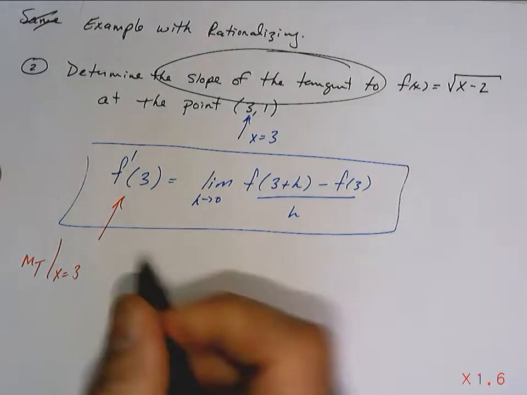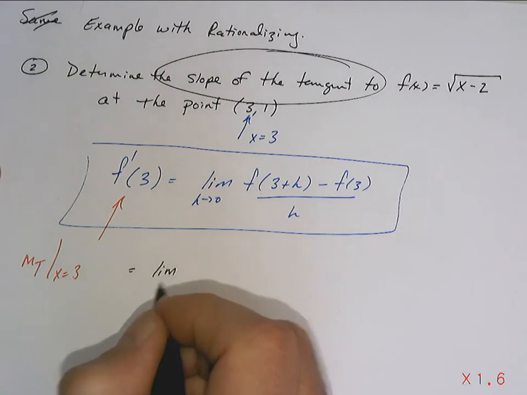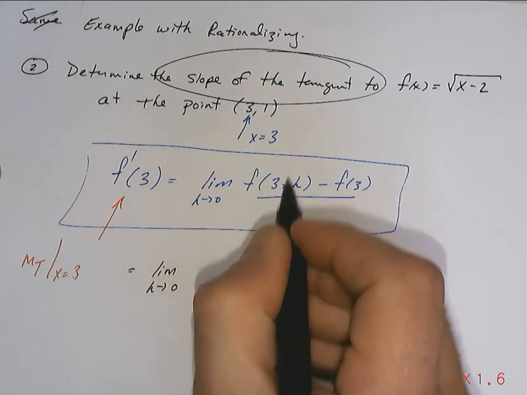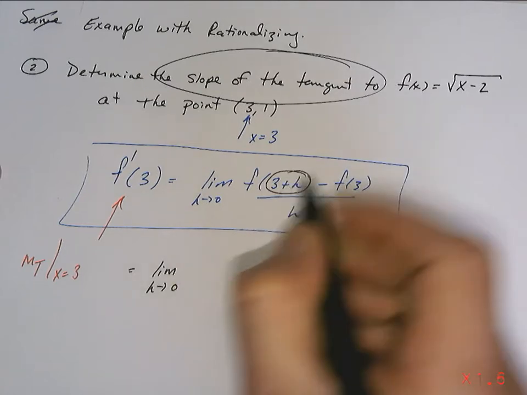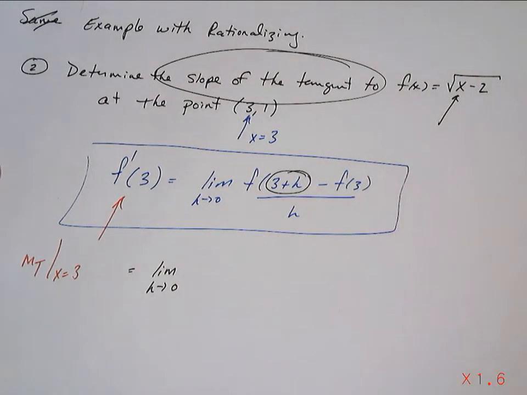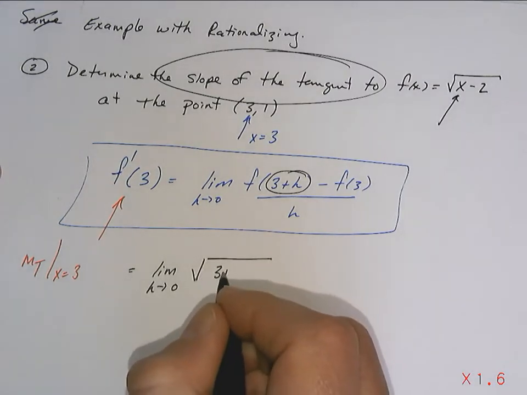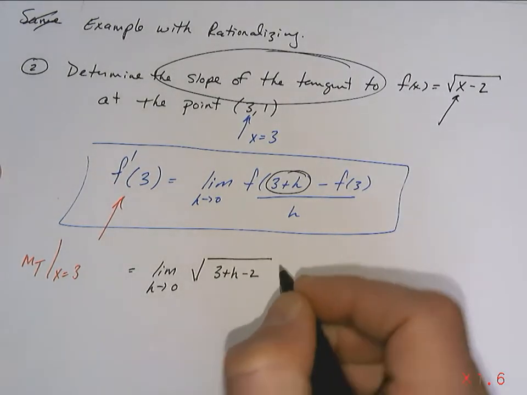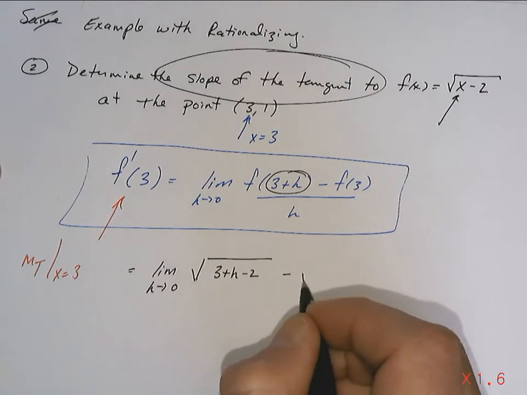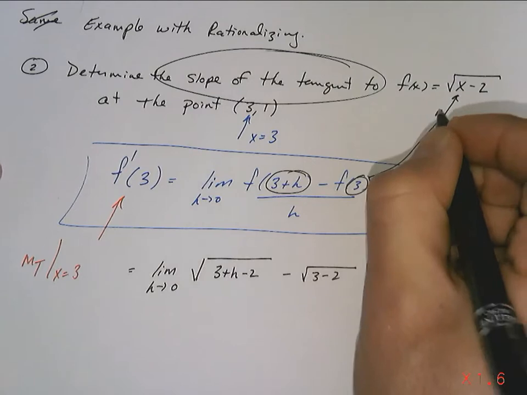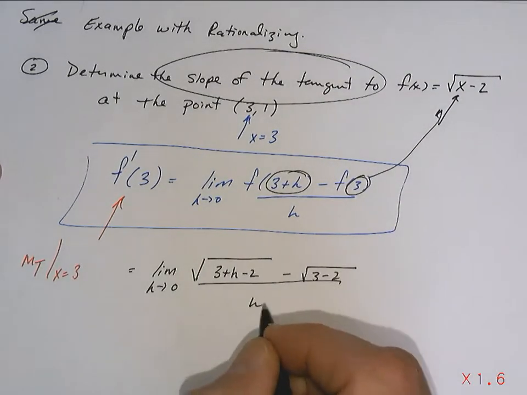So what we're going to do is the limit as h approaches 0 of f of 3 plus h. Everywhere there's an x here, we're going to plug in 3 plus h. So it's the radical of 3 plus h minus 2, and then subtract the radical of 3 minus 2, because now it's a 3 that I'm plugging in, over top of h.